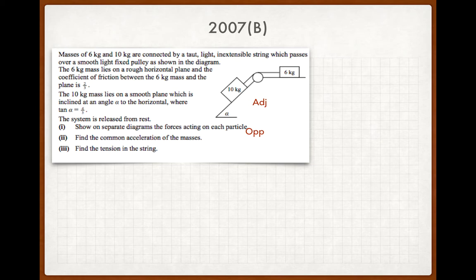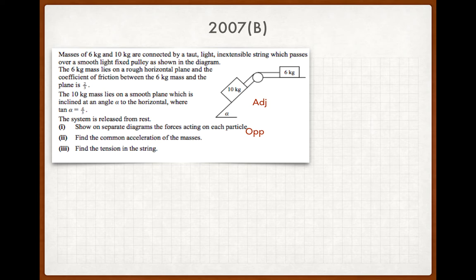Next paragraph or sentence. The 6 kg mass lies on a rough horizontal plane. 6 kg, if there's a mass, there's a weight. If it lies on the plane, the plane pushes back perpendicular to the plane. The plane is horizontal, so as a result, the reaction will be straight up. It's on a rough surface, so friction is present. So we'll see in a moment that the 6 kg will go to the left, I think, so friction will go to the right. And we're told the coefficient of friction is 2/3.